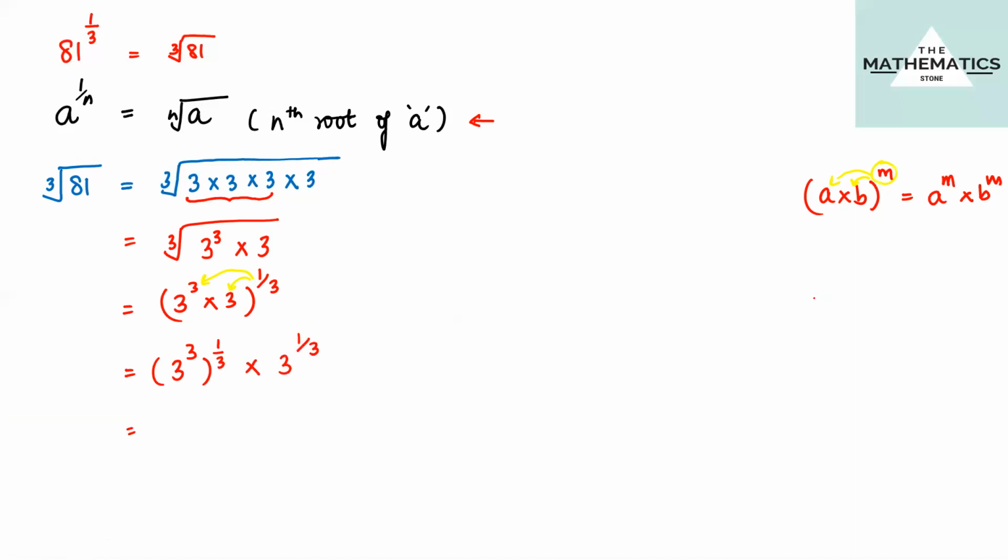Now, you remember power of a power rule? If we have a raised to m whole raised to n, then the exponents get multiplied. So I'm going to apply this property here. So this becomes 3 raised to 3 times 1 over 3, times 3 raised to 1 over 3. So this 3 times 1 over 3 is just 1. So 3 raised to 1 times 3 raised to 1 over 3. So this is 3, and this can be written as cube root of 3.